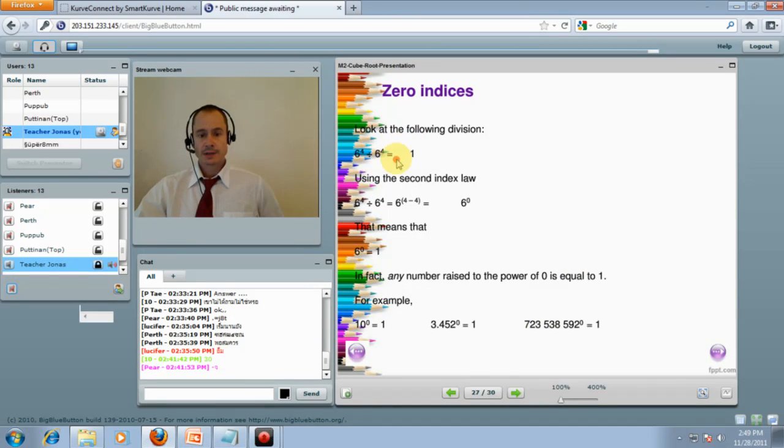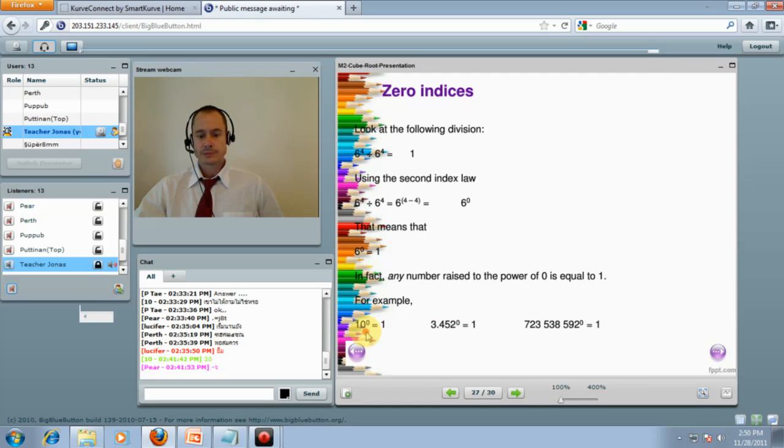Now we have some examples here. This is a special case. You have 6 to the power of 4 divided by 6 to the power of 4. That is 1. So how can that be 1? Well, first you use the second index law. So the index is 4 minus 4. That is 0. So 6 to the power of 0 is 1. So that means in this case, in fact, any number raised to the power of 0 is equal to 1.